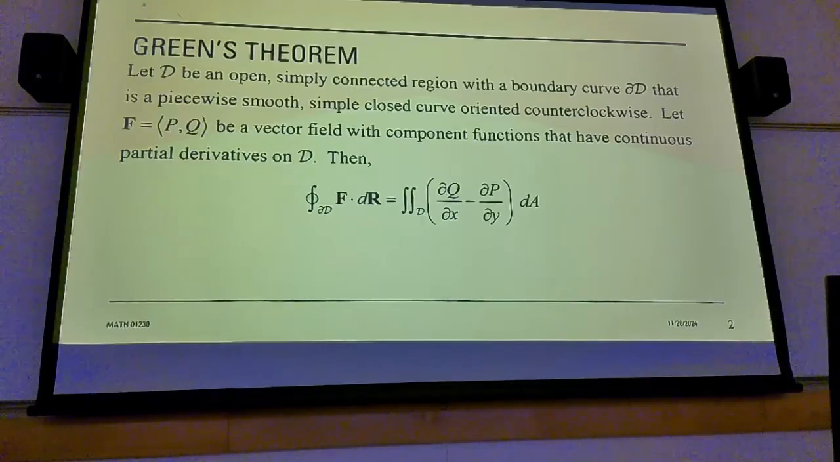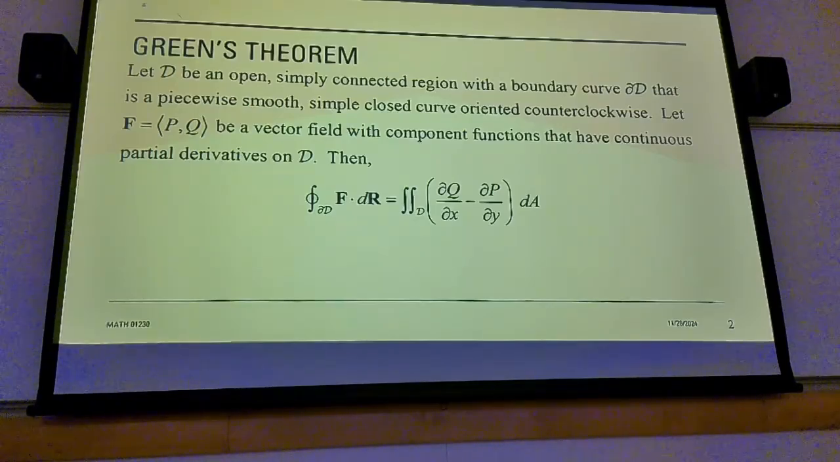D is an open, simply connected region with a boundary curve, partial D, which is a piecewise smooth, simple closed curve, oriented counterclockwise. Orientation, very important. Let F equal PQ be a vector field with component functions that have continuous partial derivatives on D.